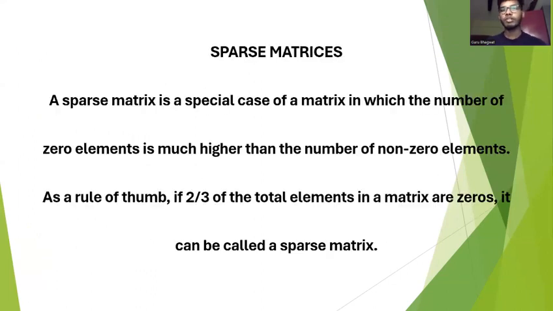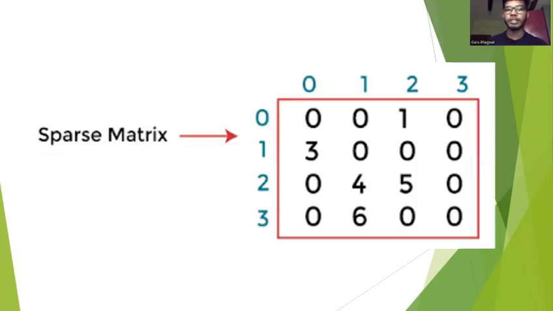Next, we are moving to the next important topic, that is sparse matrices. A sparse matrix is a special case of a matrix in which the number of zero elements is much higher than the number of non-zero elements. As a rule of thumb, if two thirds of the total elements in a matrix are zeros, it is called a sparse matrix. It means the non-zero elements are very few compared to the zero elements.